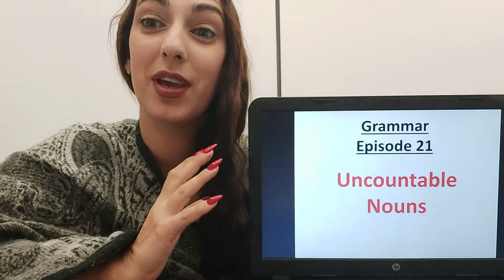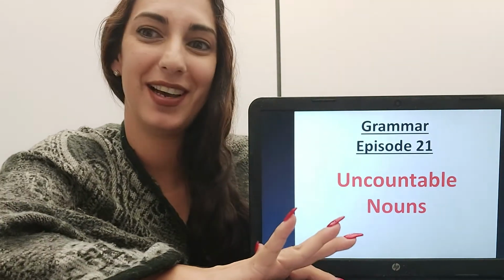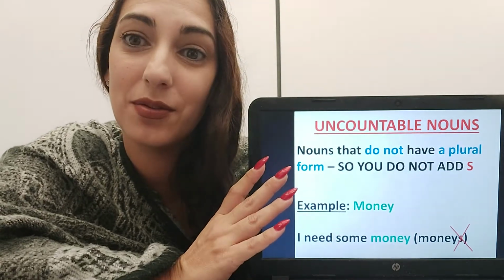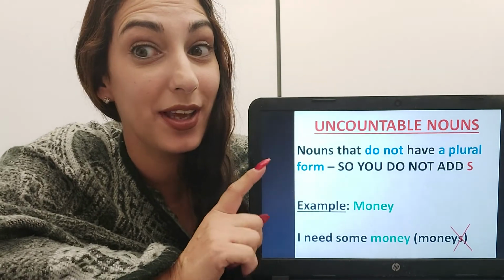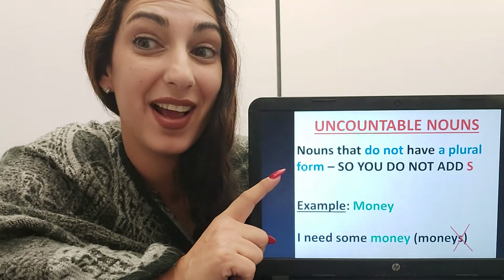Now today we're talking about uncountable nouns. What are these things? Let's find out. Now first of all, uncountable nouns are nouns that you cannot count, which means they do not have a plural form and you can't add s.